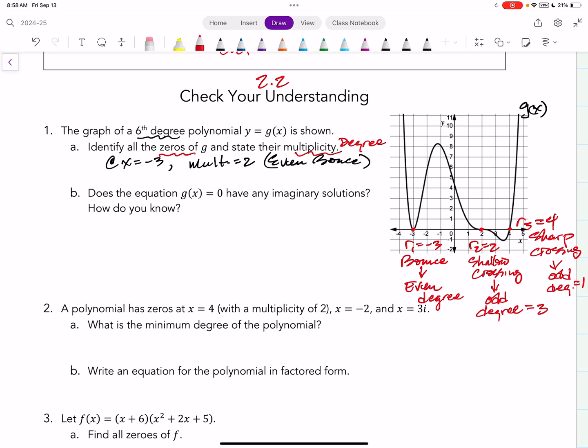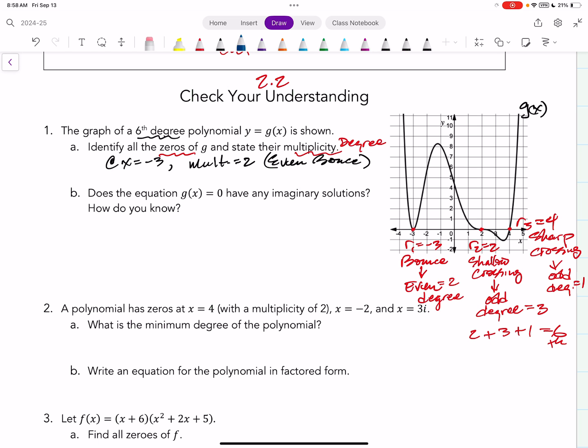And if you add up the degrees here, the degree at -3 is 2, and then we have a degree 3, and then we have degree 1. 2 plus 3 plus 1. Guess what? That's 6th degree. Okay, so let's state that.